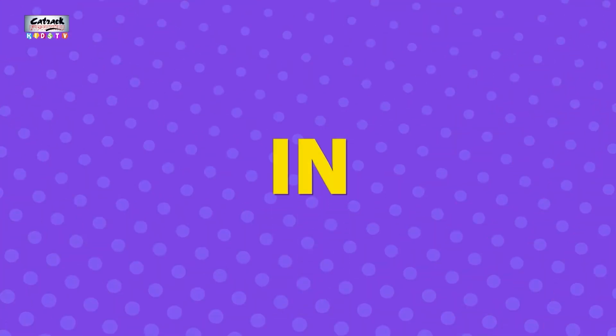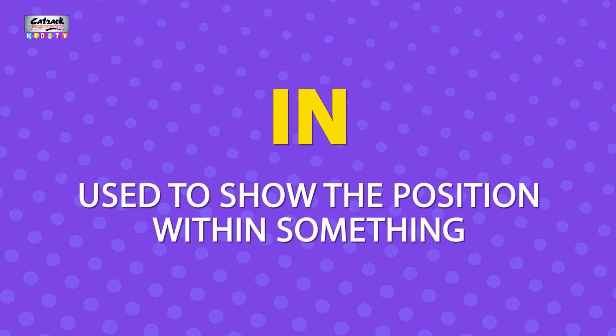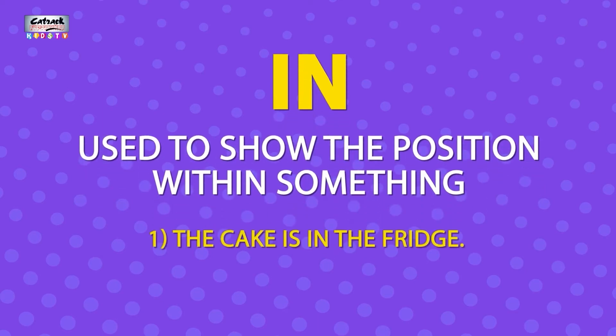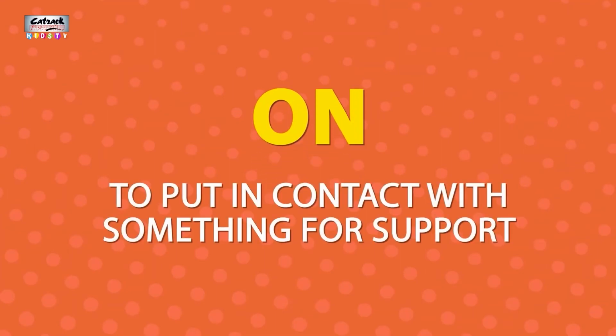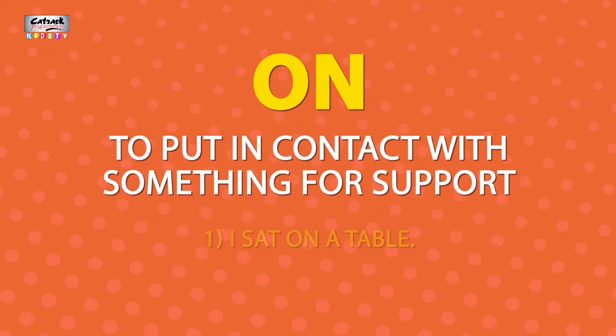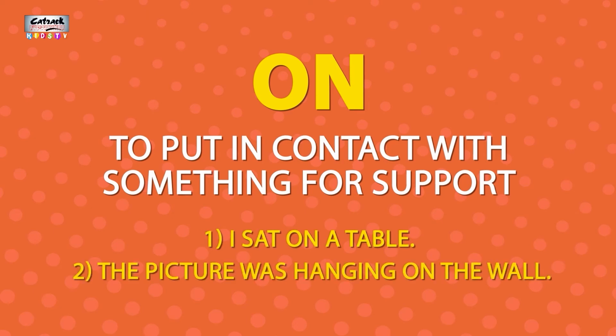In: used to show the position within something. Example sentences. Number 1. The cake is in the fridge. Number 2. The maid kept the fruits in the basket. On: to put in contact with something for support. Example sentences. Number 1. I sat on a table. Number 2. The picture was hanging on the wall.